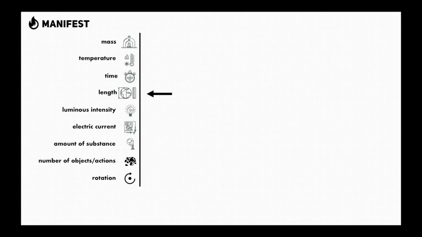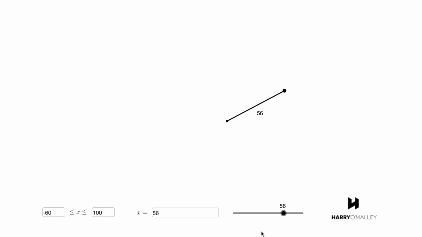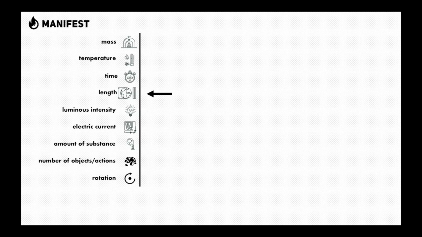Take the length simulation, for instance. Type any number and a line segment takes on that length. Negative numbers as well as expressions work just as well. But 30 inches is a different experience than 30 rotational degrees. To explore numbers expressed as rotations, learners use the rotation simulation.